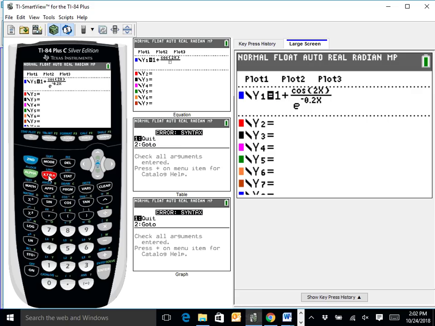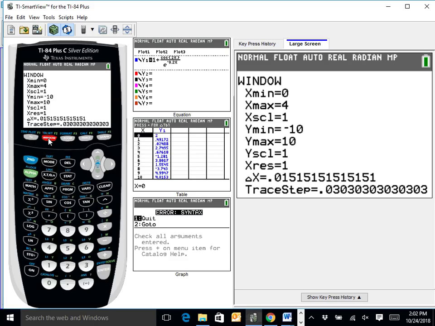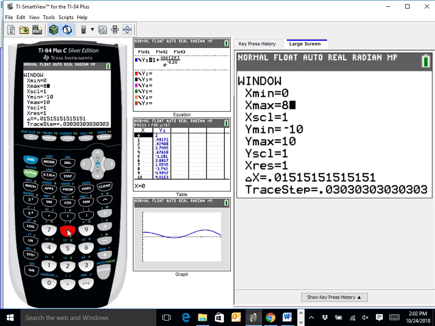Okay? Now, before you hit the graph button, again, let's work on our window. I like using window much, much more than the zoom button. Okay? So we hit window here. I know that my t goes between 0 and 8. T is x, so I'm going to make sure my x is between 0 and 8. And oftentimes I just leave it as negative 10 to 10 here. I'll guess negative 10 to 10. If I need to change this a little bit later, I will. So I'm going to go ahead and hit graph. Take a look at what this looks like.